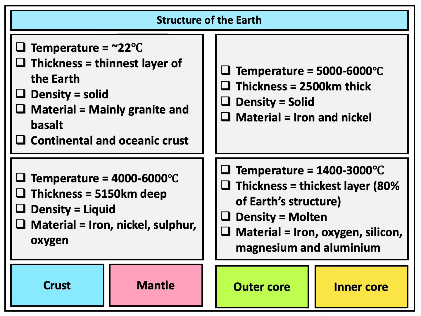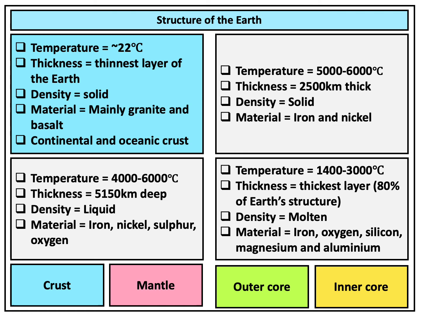Okay, so let's have a look at the first one. So temperature is an average of 22 degrees Celsius. If I imagine this, it's a bit like a warm summer's day in the UK. Thickness, this is the thinnest layer of the earth. Density, this part is solid. And material is mainly granite and basalt. But what I will say here is there are other rock types. Now, this last bullet point on this bit, continental and oceanic crust, there is a dead giveaway in this bit. So if you said crust for that one, well done.